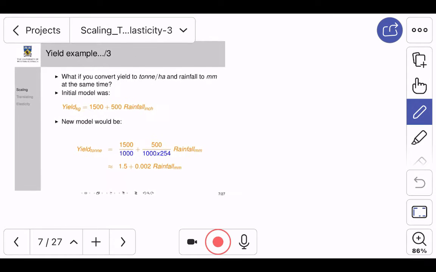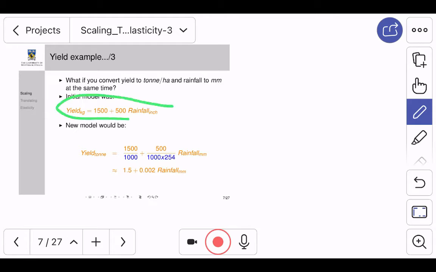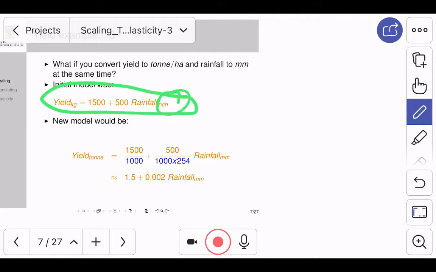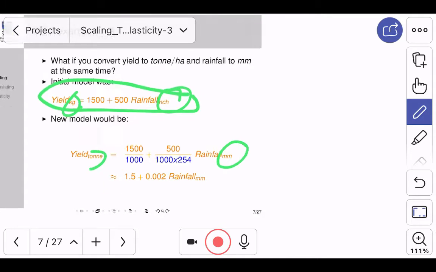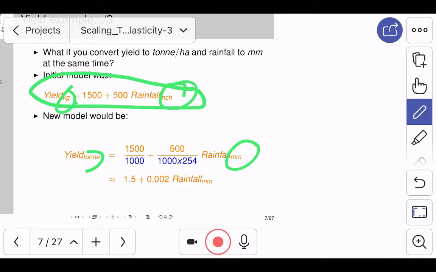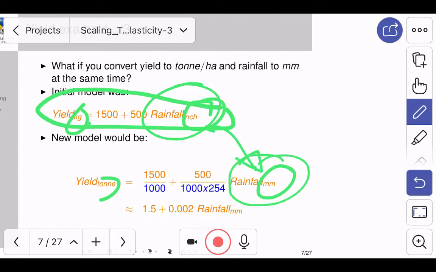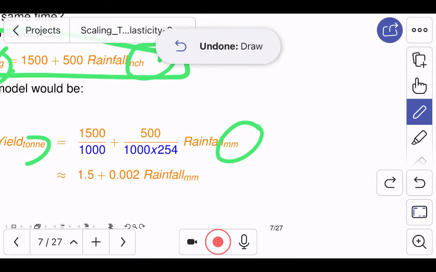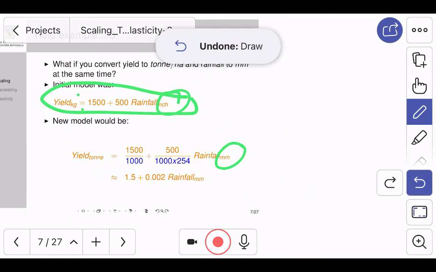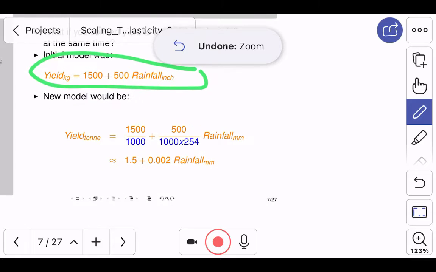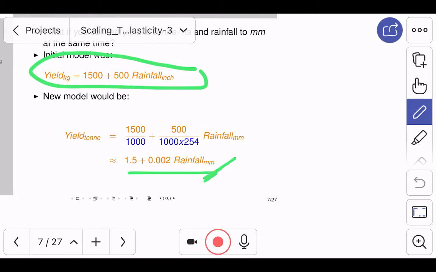What happens if you have both? So if I take the old equation, I want to change the inch into millimeters, and I want to change the kilogram into tons. Well, what do I need to do? You can do the scaling one at a time. So first divide both sides by 1000 and then do the scaling of the rainfall variable here into millimeters. So if you do that, what you are going to get is what you see here. Let me remove the cluttering here. So what you are going to get is that one. So it's the same story. A millimeter of rainfall is going to give you 0.002 tons, which is the same as 2 kilograms, which is the same story.